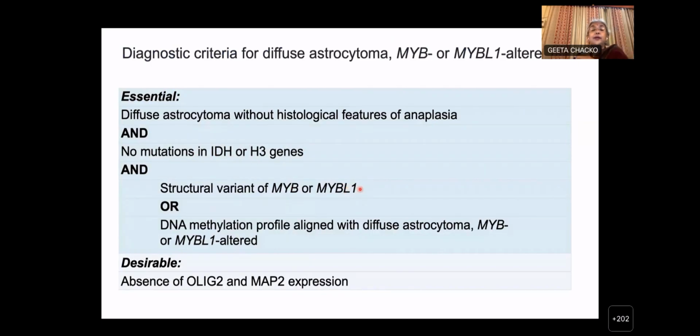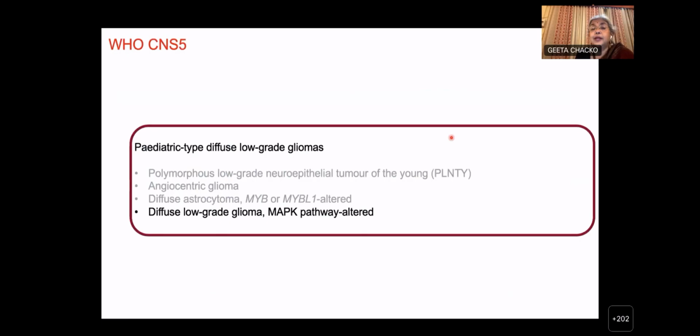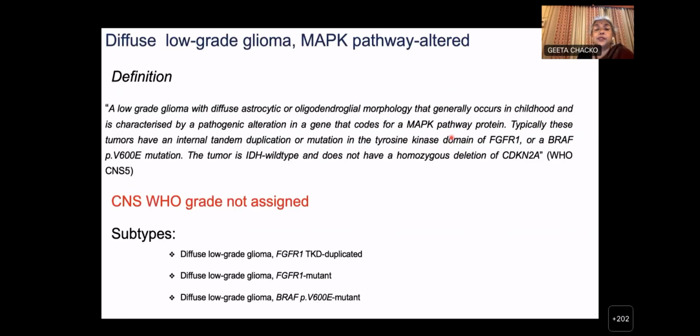So if one sees a low-grade glioma or astrocytic tumor in a child with a diffuse pattern, it doesn't fit the other two, it's OLIG2 negative, one has to consider this, but without these, you would be at a NOS level with the diagnosis. And the last one, the MAP kinase altered, is again a tumor which has a diffuse pattern, could look like an astro or an oligodendroglioma, but you diagnose it only by the MAP kinase pathway alteration.